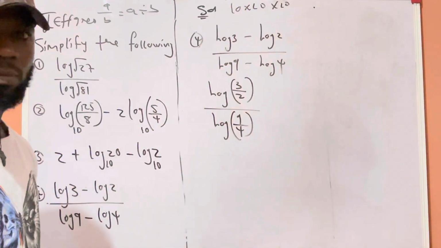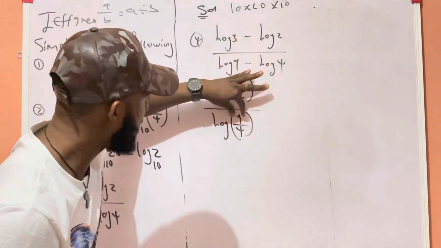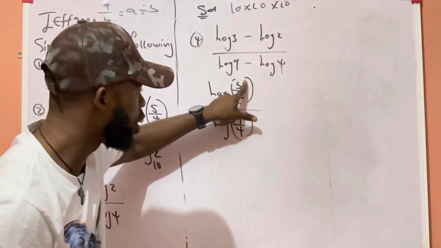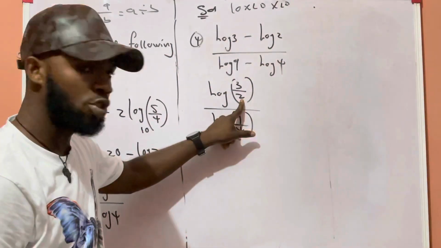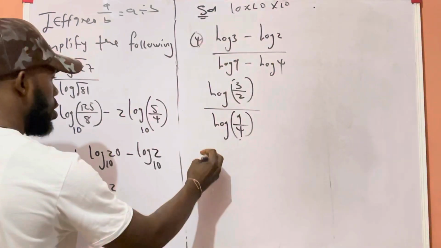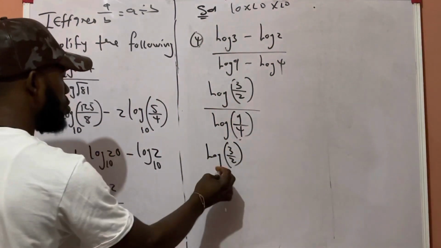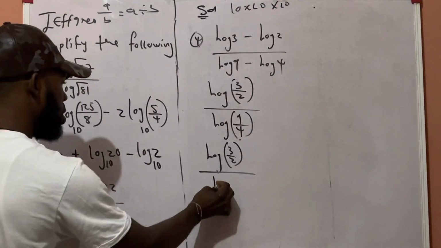It is very simple. You will notice that the number at the numerator here is 3. The number here is 9. I will break 9 to 3. The number at the denominator is 2. The number here is 4. I'll break 4 to 2. And this becomes what? Log 3 over 2 over log.